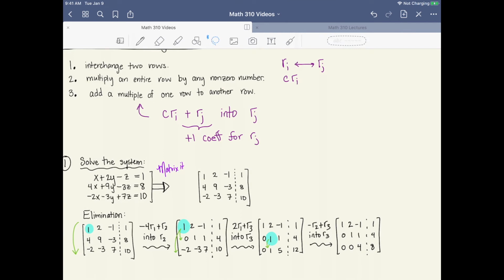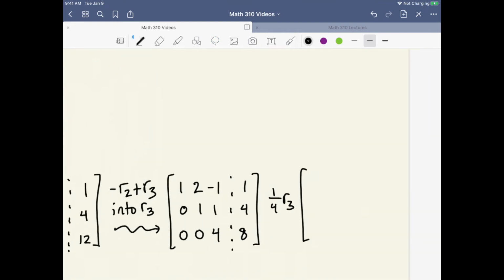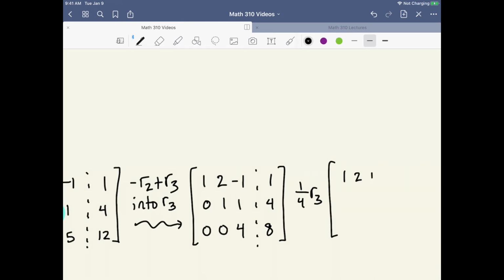We have actually achieved something that is in echelon form. The last row operation that we're going to do is just to convert this last entry, this 4 here, into a 1. So we're going to divide this row through by 4, that is, multiply by 1/4 row 3, giving us a very nice matrix that looks like 1, 2, minus 1, 1, 0, 1, 1, 4, and 0, 0, 1, 2.